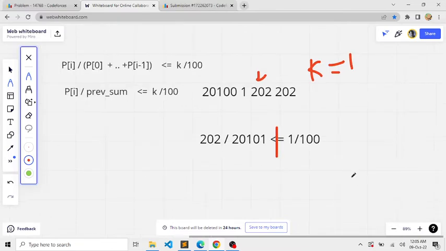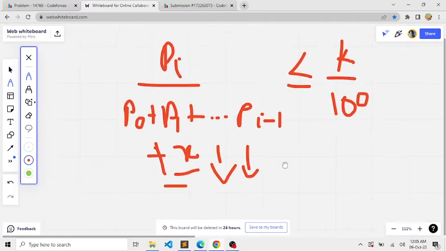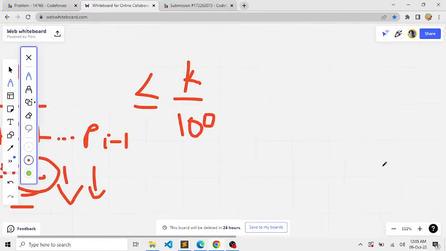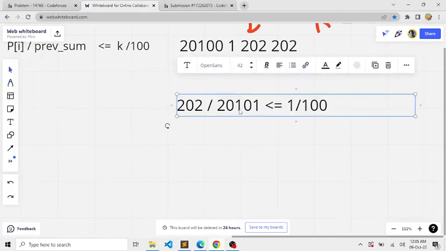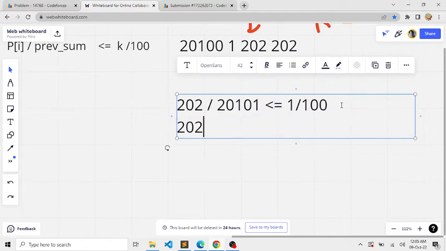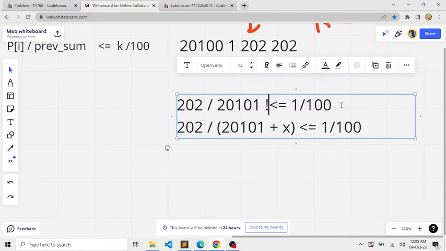So in order to satisfy this condition, as we saw here, we must add some value x to it. So we'll do the same, that is we'll try to add some value x, 20101 plus x, which will help us make this condition true. And for now this condition is not satisfied. Okay, so next task is to find the value of x.